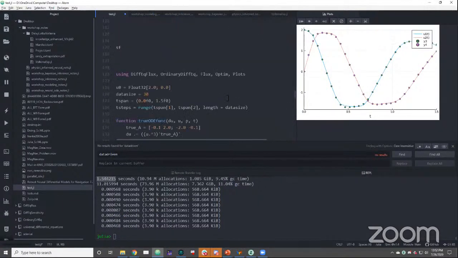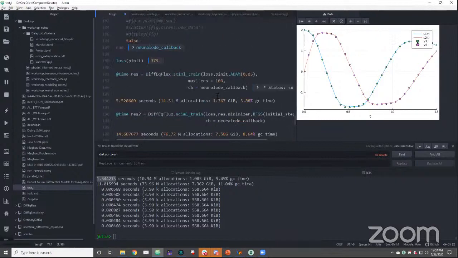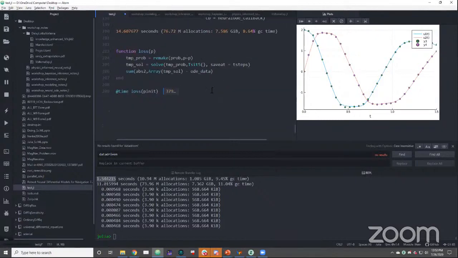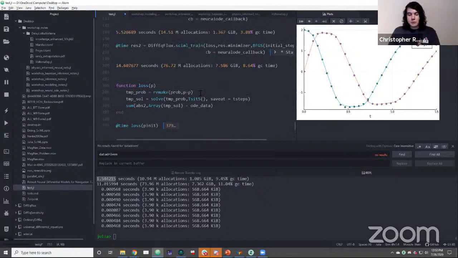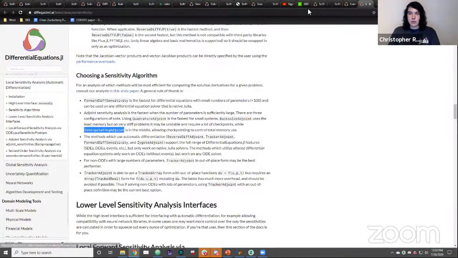So one more question: how do you avoid overfitting? Yeah, there are many different techniques for doing that. One thing you can do is mini-batching, right? So instead of using all of your data all at once, you can utilize one of these tutorials.